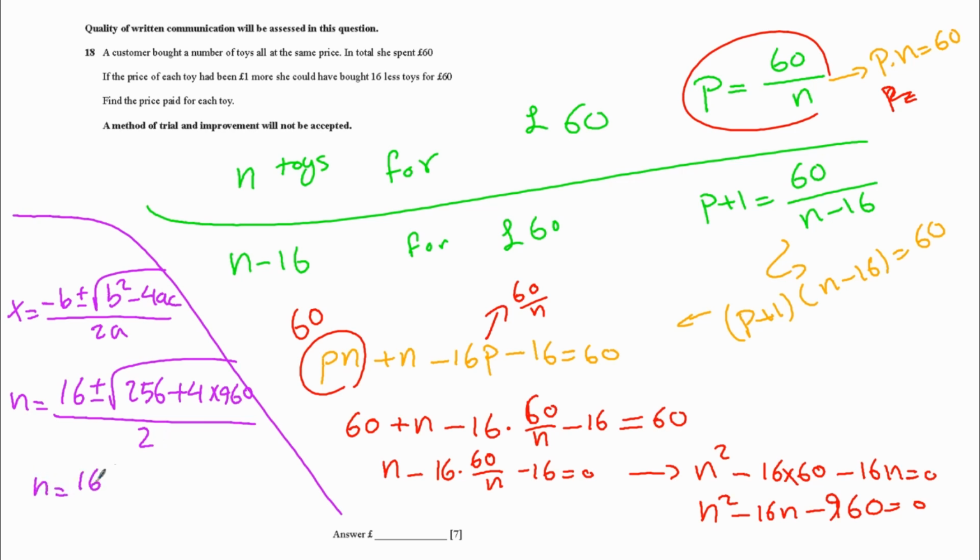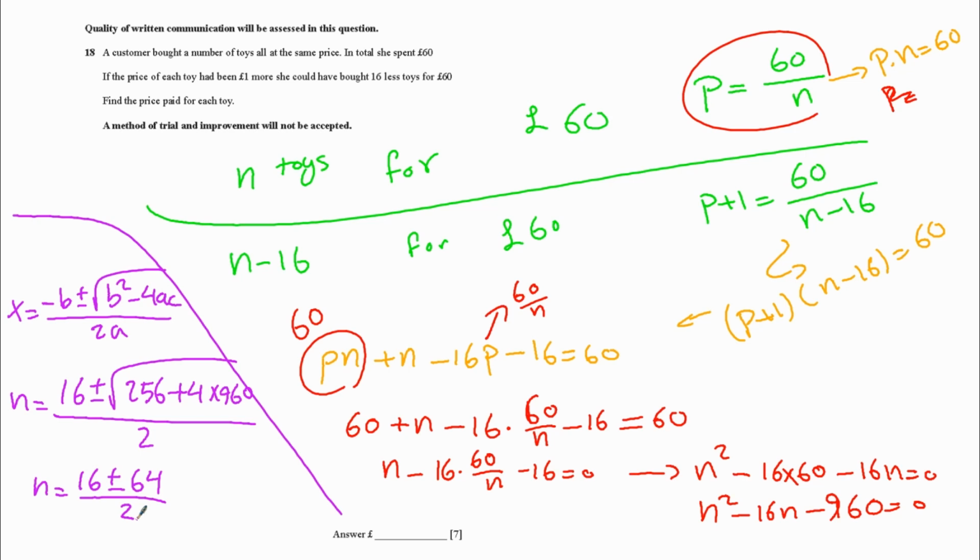Because n in here is the number of toys, it cannot be negative. So that negative part we can ignore. The negative answer is not the right answer, so we just look at the positive answer. So 16 plus 64 would be 80, divided by 2 would be 40.